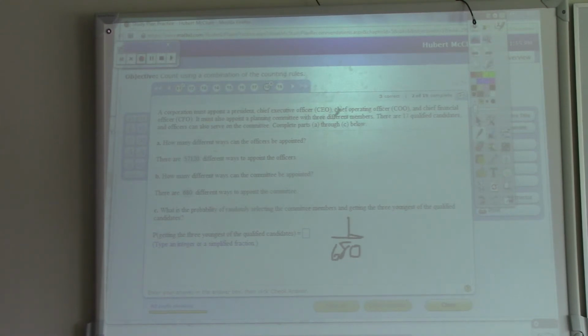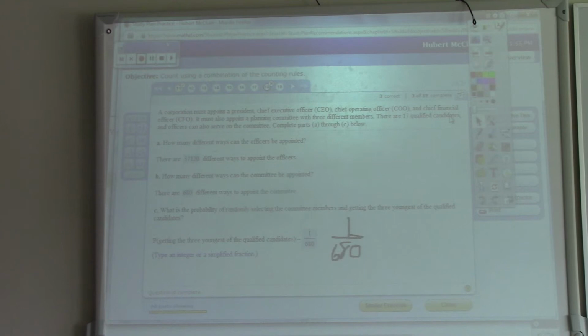It says committee members and getting all 3 to be in the qualified candidates. And it's a 3-member committee. So if they want the 3 youngest, that'll be just one. It'd be 1 out of 680, which it says type as integer. So I mean a fraction. So it'd be 1 over 680. Should be. Well, why couldn't it be 2 over 680?